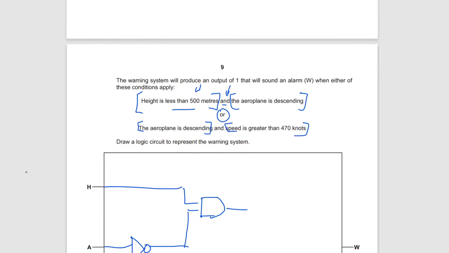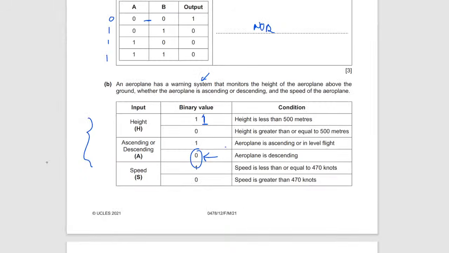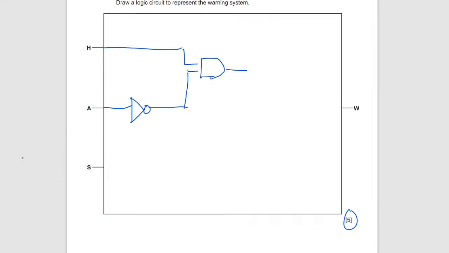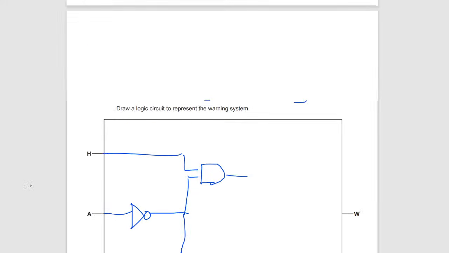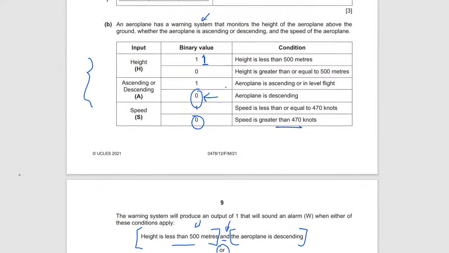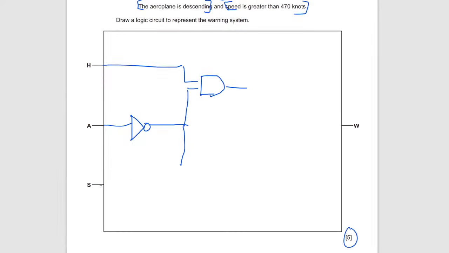And then the next one is the aeroplane is descending. So it's the same thing. What you can do for aeroplane is descending, you can just connect it here. And let's see, so speed is greater than 470 knots. Speed is greater than 470 knots is 0, meaning I'll have to put a NOT gate again. So I'll draw a NOT gate right here.